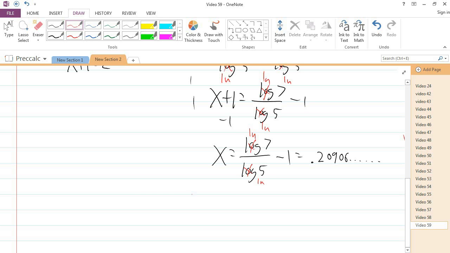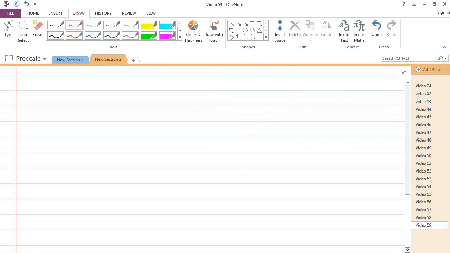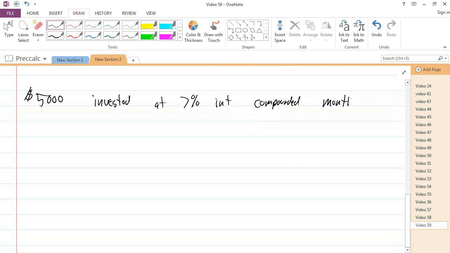Now, an application of this is the following. You have $5,000 invested at 7% interest, compounded monthly. How long will it take to accumulate $8,000?